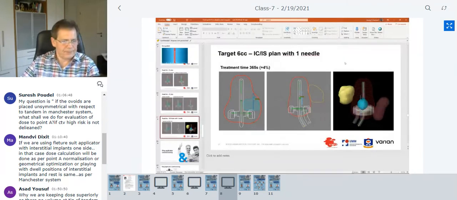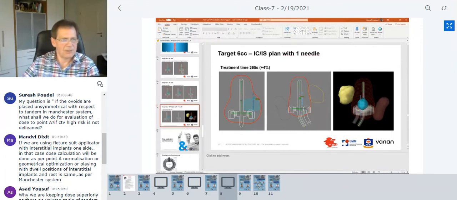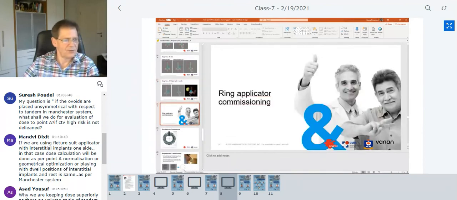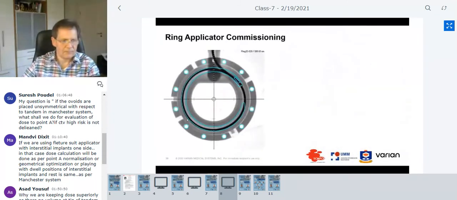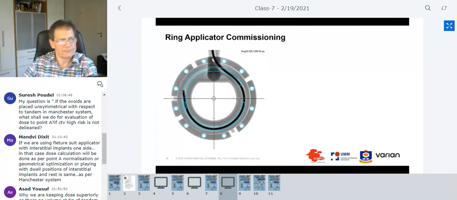Coming back, I still have maybe 2-3 minutes. I want to show you something about applicator commissioning, just so that you see the problem. This is a ring applicator, and you see the wire, the active wire, and I'm going now to retract the wire. And what you see is the purple position is the tip of the wire. Here's the source. But this is where the planning system thinks the source is. So there's quite a deviation.